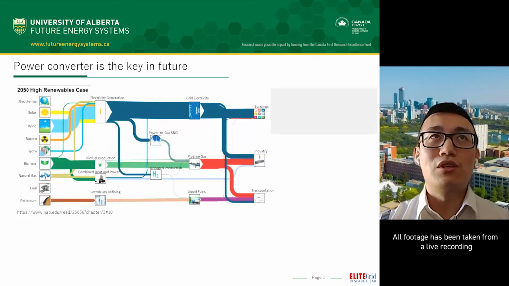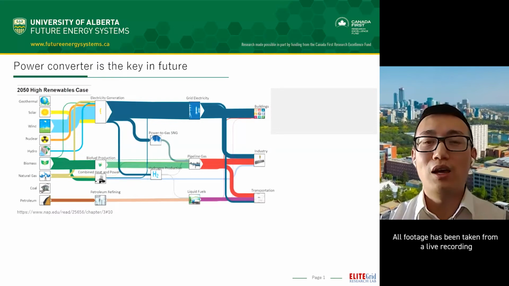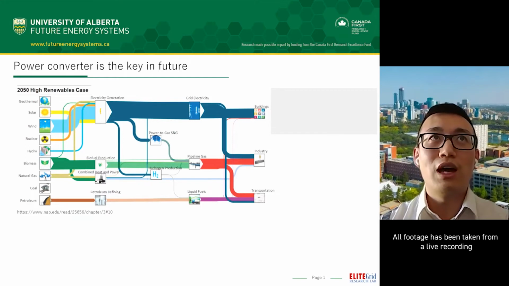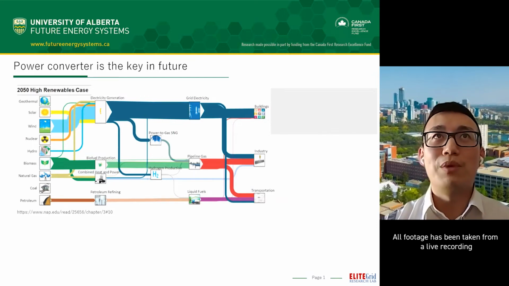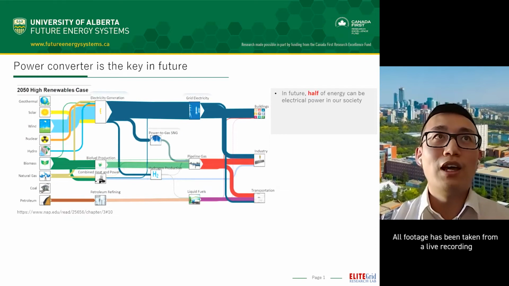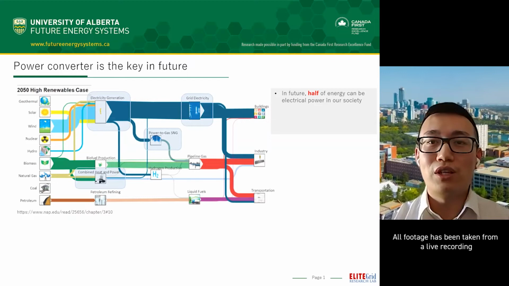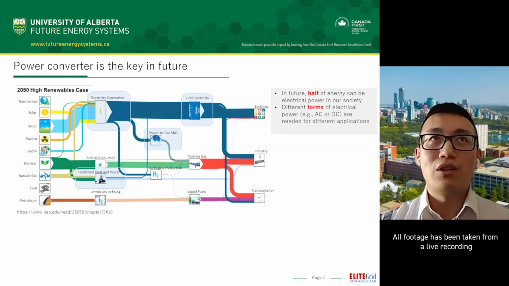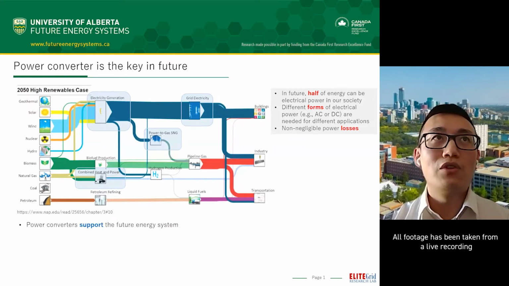First, I want to introduce some background on power converters. They are actually essential to embrace the high penetration of renewable energy. Both the current and future energy system will have a large portion of the energy in electrical form. In practice, different electrical forms are needed for different application purposes. For example, we have AC or DC, or high or low voltage ratings. This is when power converter technology comes in and plays a very important supporting role in our future energy system. A power converter is basically a device that can convert electricity into different forms.